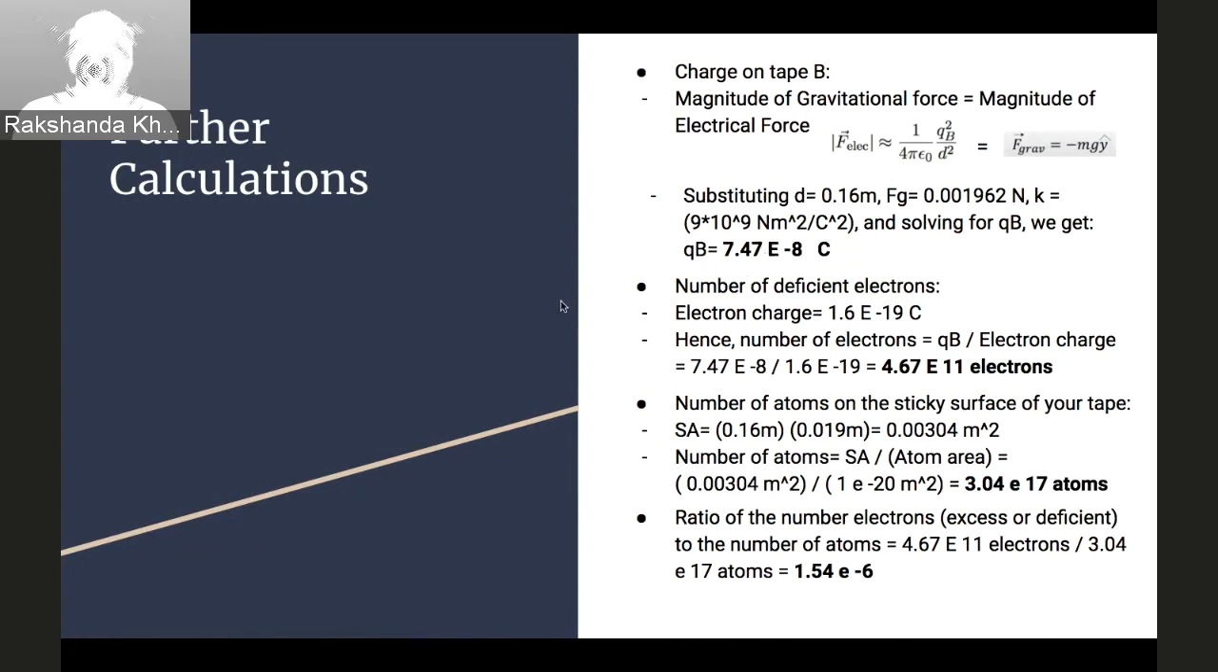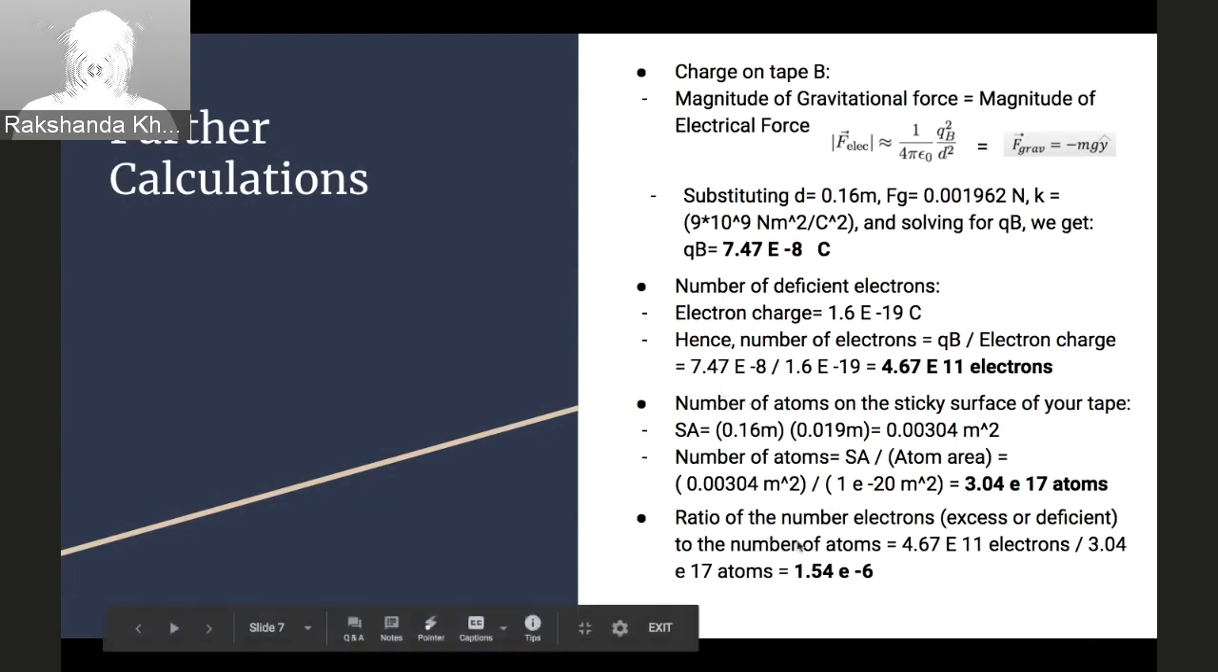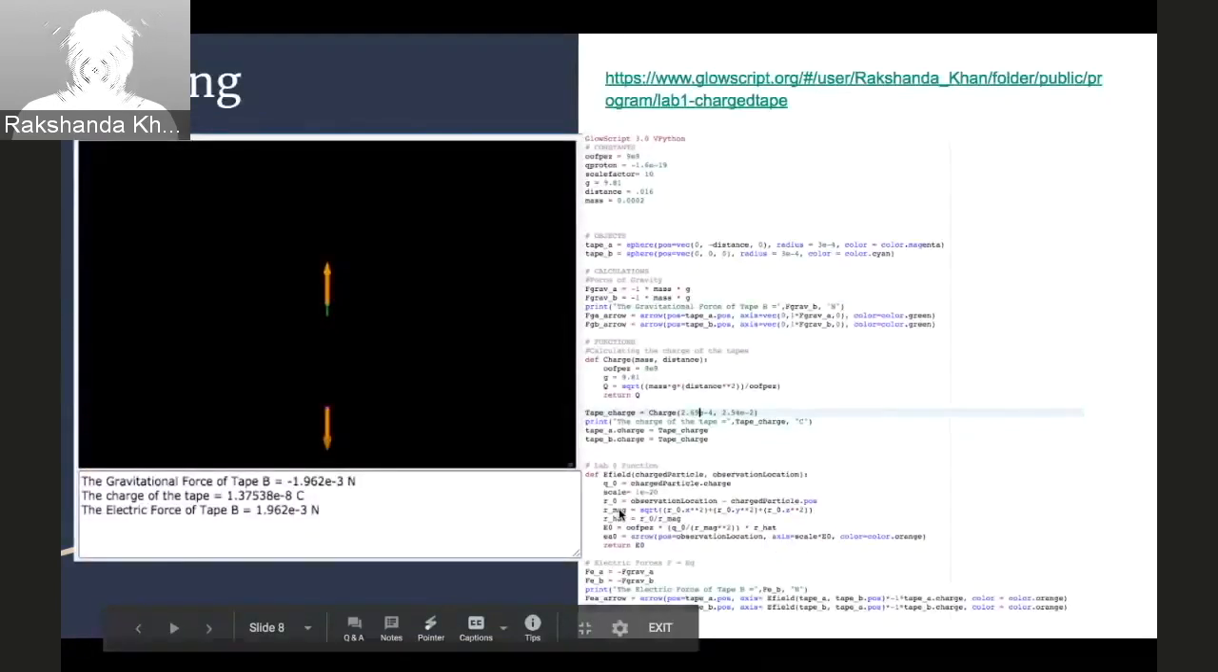The number of deficient electrons can also be found using the formula. The number of atoms on the surface of the tape can also be found. And then finally, using these two results, we can find the ratio of the number of electrons to the number of atoms. So here is the coding.